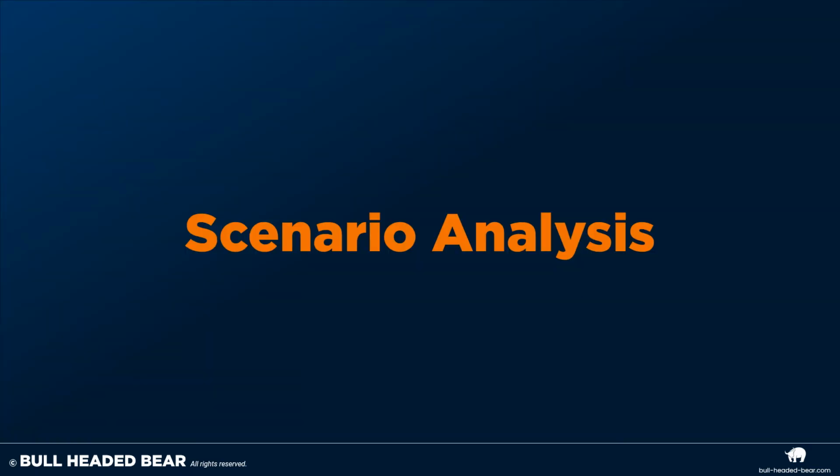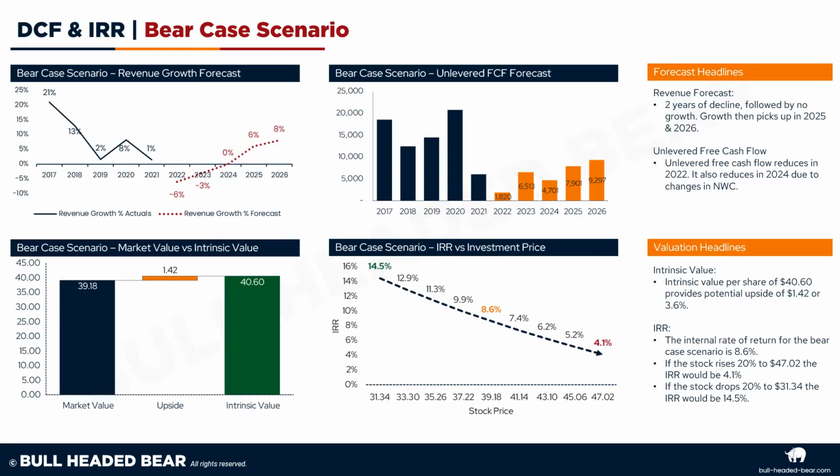We'll just have a quick look at what the bear case and the bull case scenario looks like now. For the revenue growth forecast, we can see we've got a decline of 6% for this year, decline of 3% for next year, flat in 2024. Growth then picks back up at 6% and 8%. This filters through to unlevered free cash flow, giving us 1.8 billion for this year.